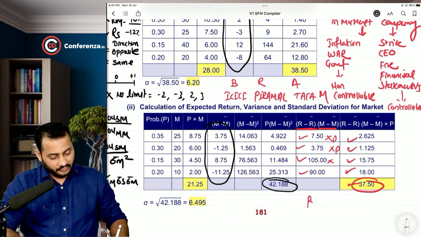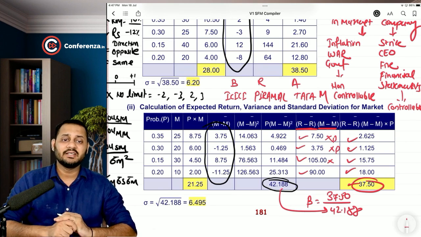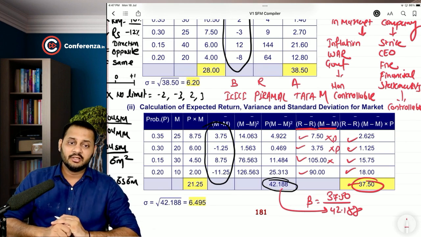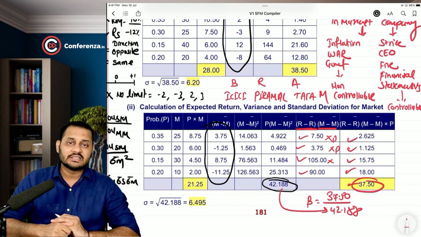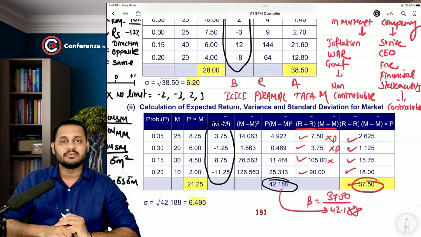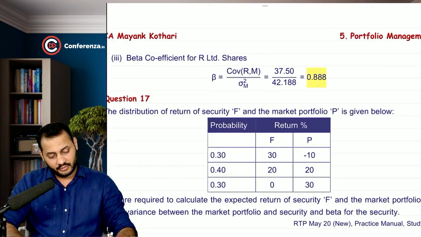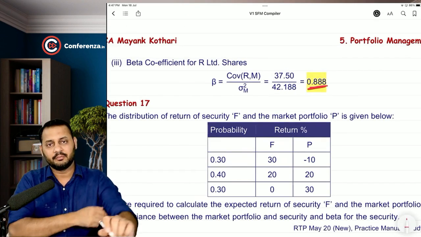Now you are going to calculate beta. 37.50 in the numerator and 42.188 in the denominator. I can clearly see that the market's variance, 42, is higher than the stock's covariance with the market, which is 37.50, and the beta will be 0.888. What does this 0.888 mean?